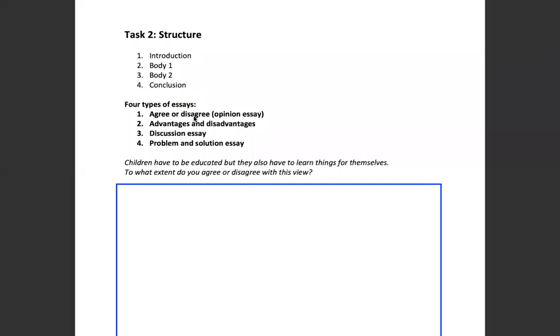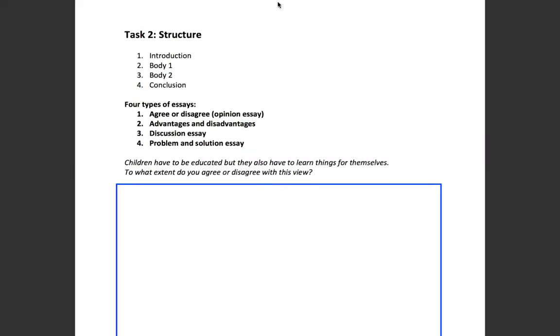So the first one is an agree or disagree. This is an opinion essay. So you need to say whether you agree or disagree with the statement. Number 2 is an advantages and disadvantages essay. So this is different. You're not saying whether you agree or disagree with something. You're saying what are the advantages and the disadvantages of the things mentioned in the statement.